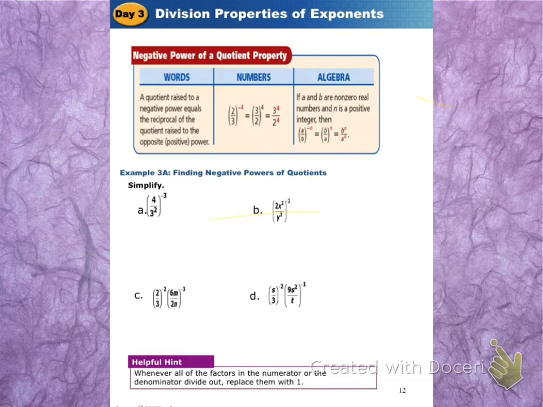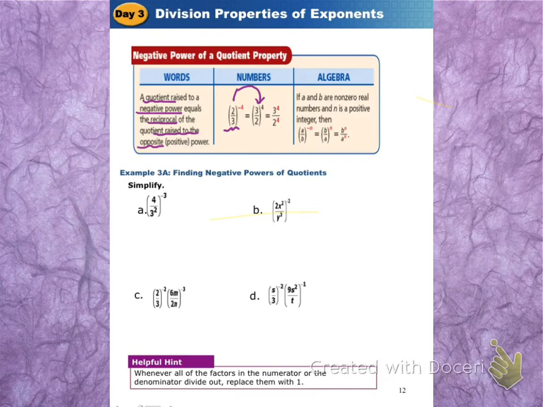It says a quotient raised to a negative power equals the reciprocal of the quotient raised to the positive power. So in their numeric example, they did just that. They started off with 2/3 being raised to the -4 power, and what they did is they flipped the fraction and made it 3/2, which is the reciprocal of 2/3, and then the power became +4, and then they were able to apply the power in the same way that we did in the prior examples.